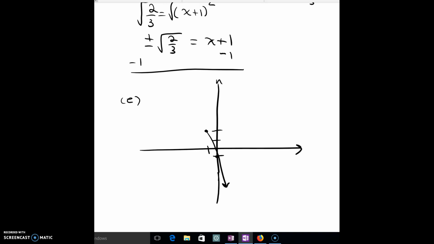Okay, so one of our arms is going to go down like this. Now remember that these are symmetric about the axis of symmetry. Here's our axis of symmetry. It's the line x is equal to negative 1. So we should have a carbon copy of this on the other side, which looks like this.